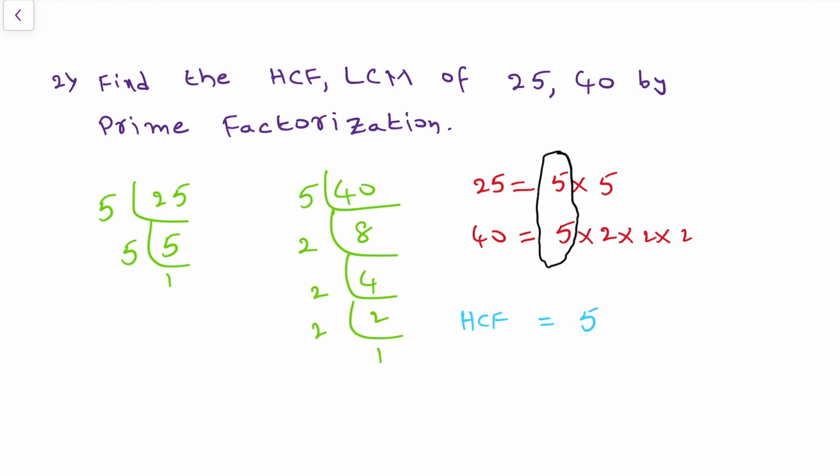Then what about the LCM? First write the common one as it is, and then whatever extra is remaining, write all that here. Here 2 is extra, so write that 2. Here one more 2 is extra, so write that 2 also. Again one more 2 is extra, write that 2 also. Here 5 is extra, so write that also. Now if you multiply all this, 5 2s are 10, 10 2s are 20, 20 2s are 40, 40 5s are 200. So HCF of 25 and 40 is 5 and LCM of 25 and 40 is 200.